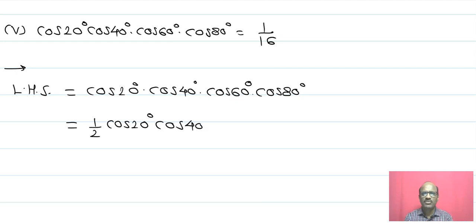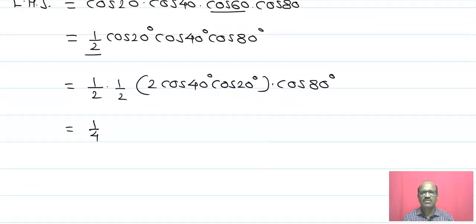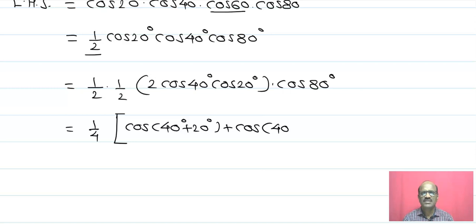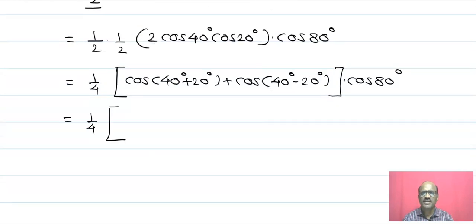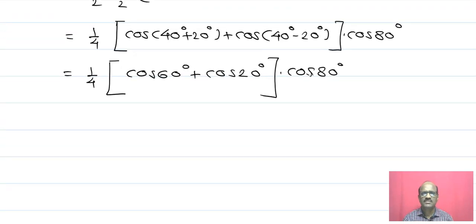Now the value of cos 60 is 1 upon 2, so 1 upon 2 cos of 20, cos of 40, cos of 80. Therefore, again adjust 1 upon 2, that is 1 upon 2 into 1 upon 2, 2 in bracket cos of 40, cos of 20, and cos of 80 outside the bracket. Now 1 by 4, cos of 2 times cos A into cos B, that is cos of A plus B plus cos of A minus B, cos of 80. Now 1 by 4, cos of 60 plus cos of 20, bracket complete, cos of 80. Now see this, 1 by 2 again.